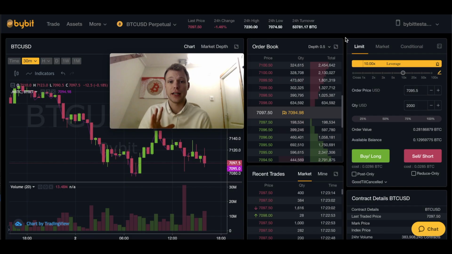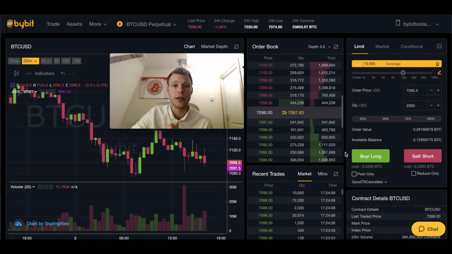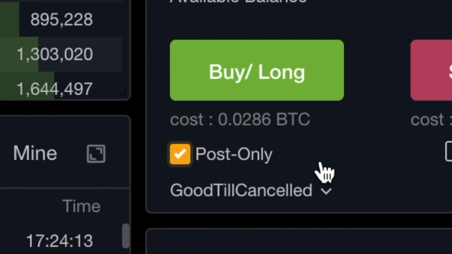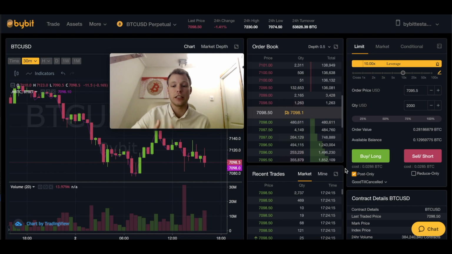And an important thing, guys, with a limit order, you pay less fees than with a market order, because with a market order, you are taking liquidity out of the order book, and with a limit order, you are providing liquidity to the order book. So it is important when you are placing a limit order to press this post only button to make sure that your order is posted and is not getting executed as a market order.